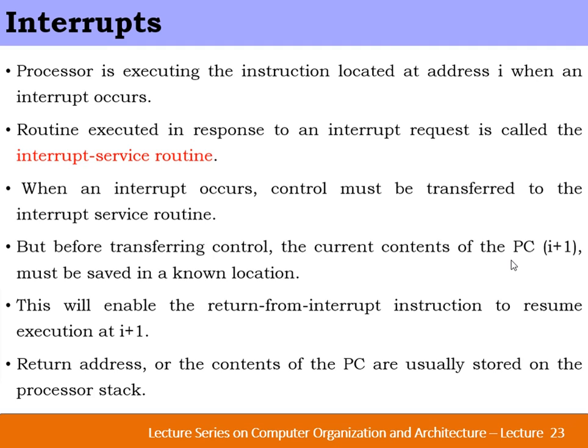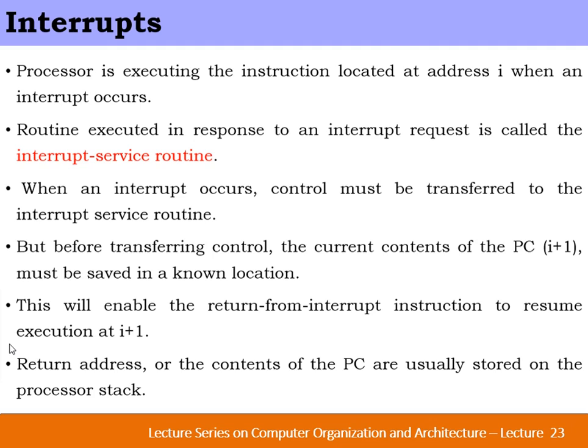So the address of the I+1 instruction must be saved in a known location. This will enable the return from the interrupt instruction to resume execution at I+1. That is, after execution of an ISR, in order to resume the main program, it has to execute the main program from the instruction I+1.